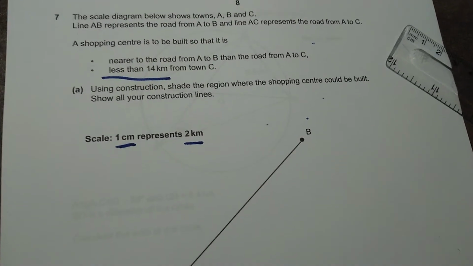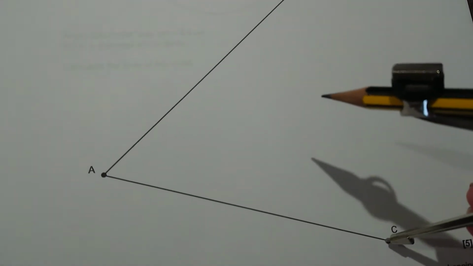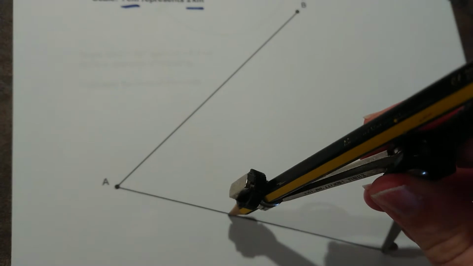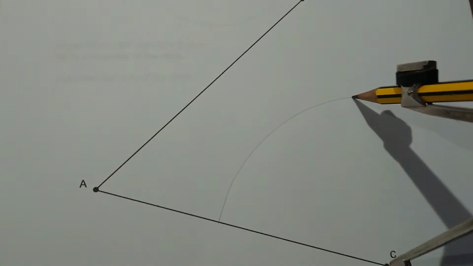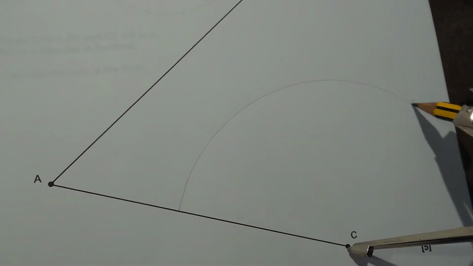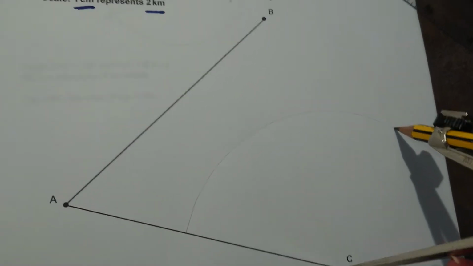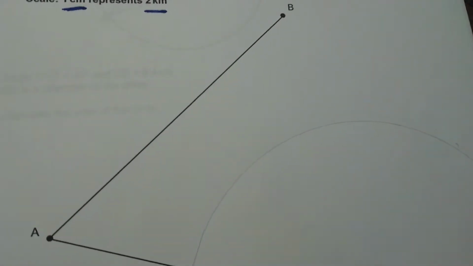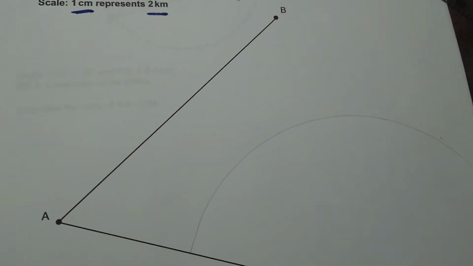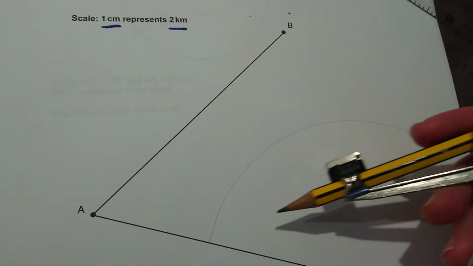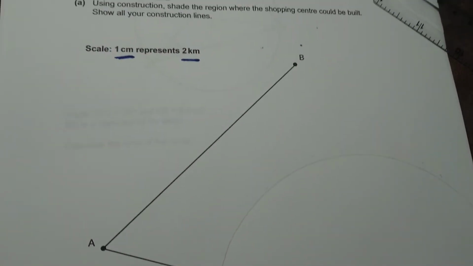So I'm going to put it on C, and I'm going to draw a 7 centimetre circle around C, like that. I'm not going to do the whole thing because it goes out of the range anyway, so I don't really need to do this bit down here. But basically I know that it needs to be anywhere inside of that circle.